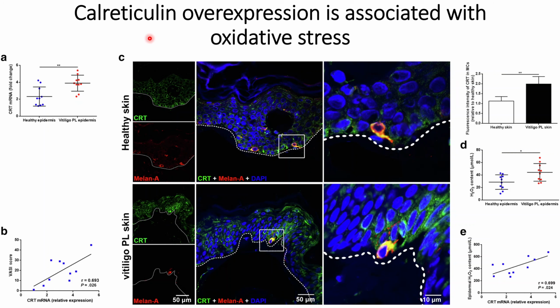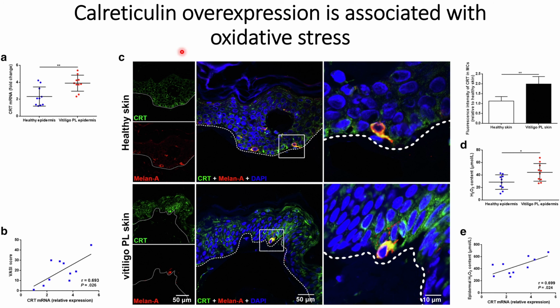In the previous video, we understood the abstract of a paper where they are presenting a concept that under oxidative stress in the melanocytes, the calreticulin might migrate to the cell surface and then cause apoptosis of the melanocytes. In order to validate those results, they did several experiments, and one of the figures is presented here. The objective of this figure is to show that calreticulin overexpression is associated with oxidative stress.